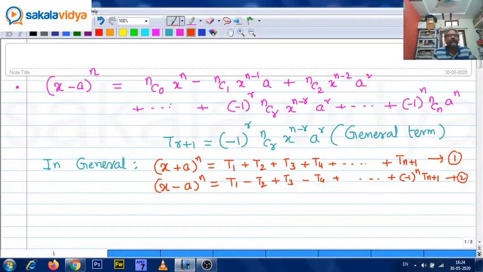Sometimes actually here one important thing we can remember: (x plus a) to the power of n plus (x minus a) to the power of n. Now tell me, what do you get now? (x plus a) to the power of n plus (x minus a) to the power of n.